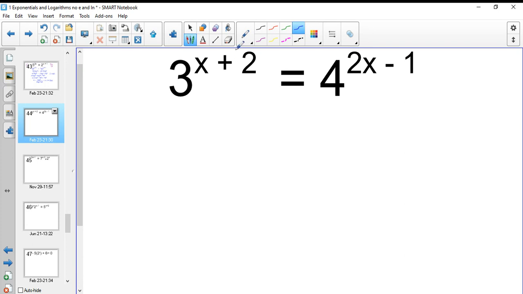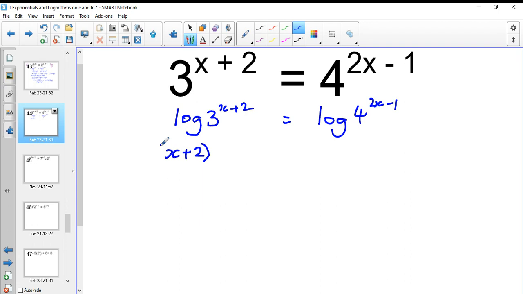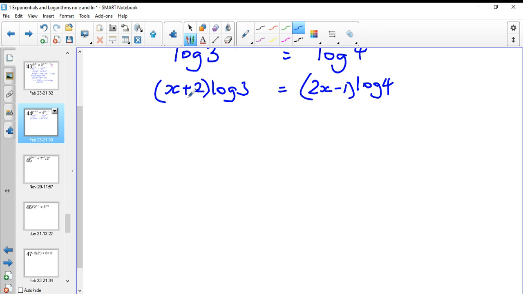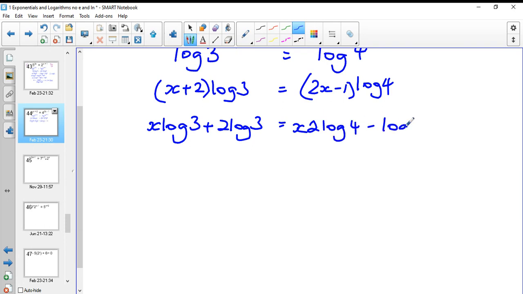Okay, so again, we've got indices on both sides. So I'm going to take logs, bring the index down to the front, expand the brackets. So we've got x lots of log 3 plus 2 log 3 equals 2x log 4, or x lots of 2 log 4 minus log 4.